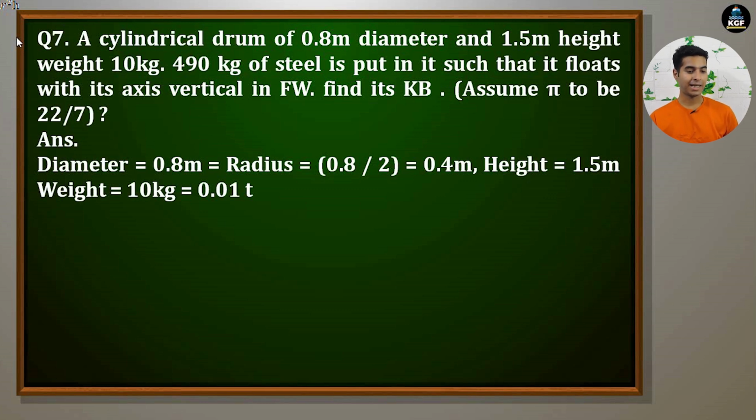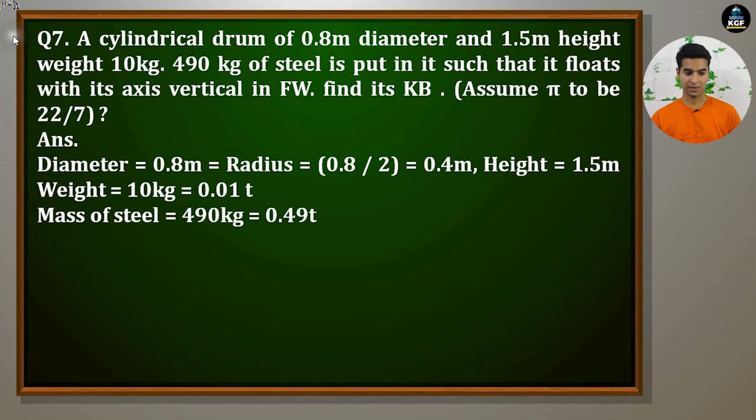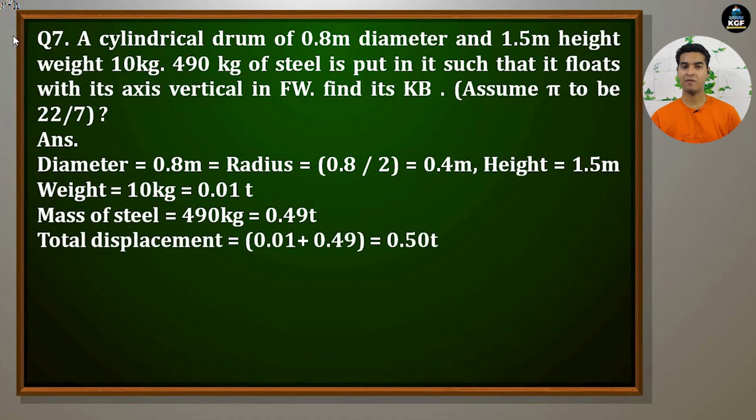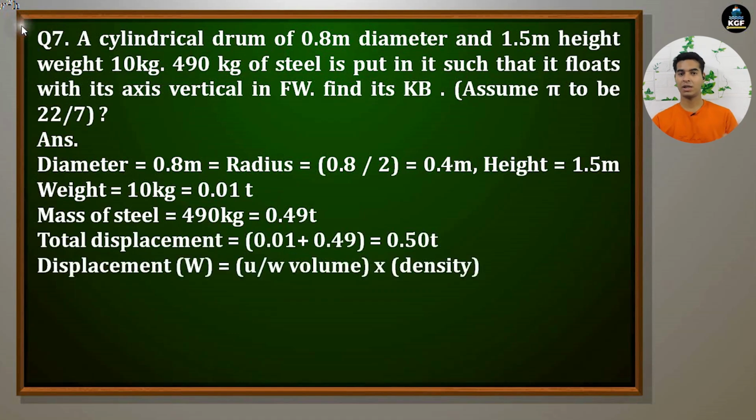So weight will be 10 kilograms, which is equal to 0.01 ton. And mass of steel will be 490 kg, which is equal to 0.49 tons. Total will be 0.50 tons. So 0.50 tons will be our final displacement. We will take this number for the whole calculation.